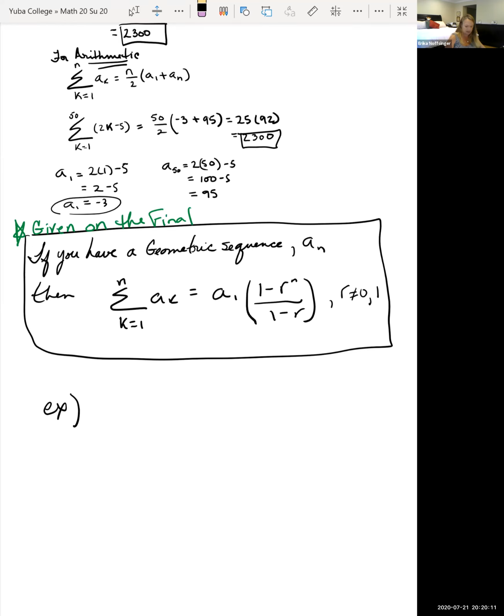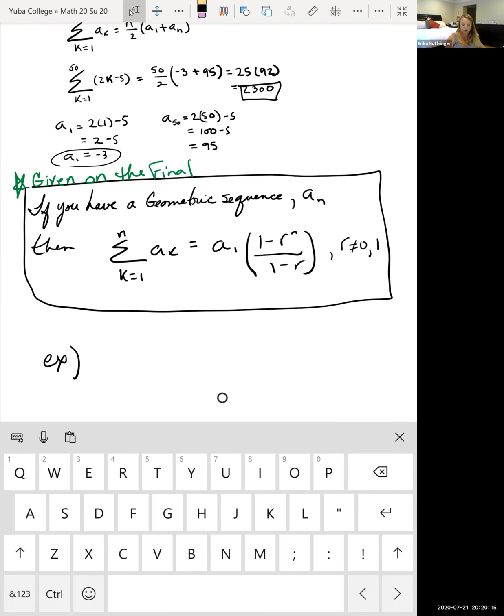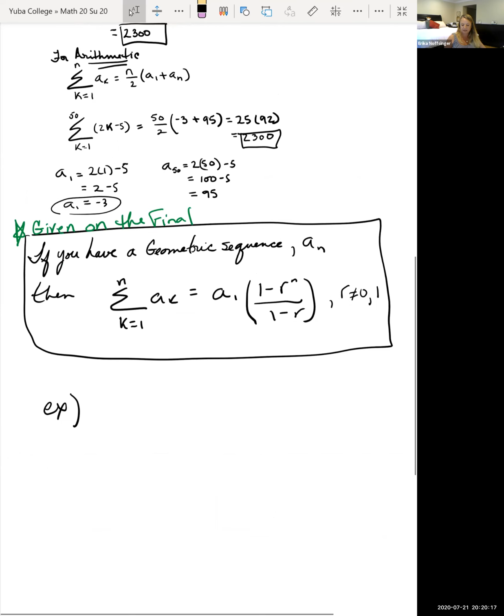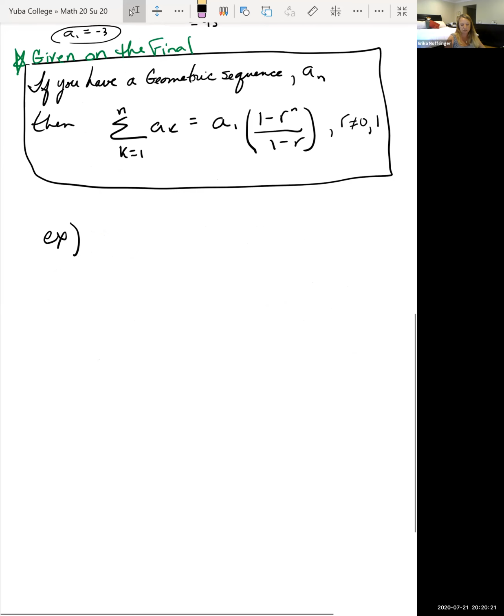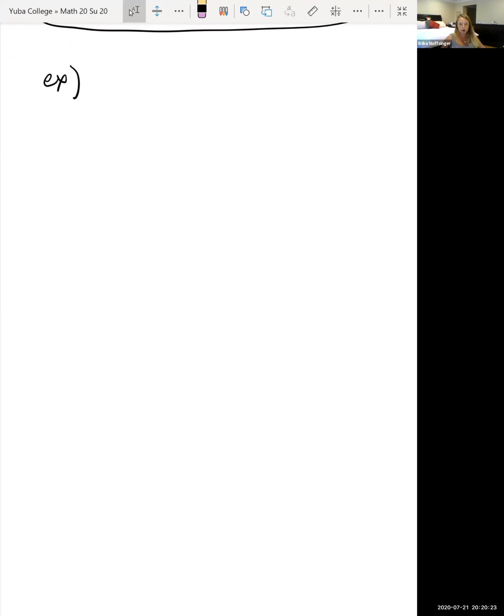Let's look at this: you're given a sequence and you want to find out if it's arithmetic, geometric, or neither. If it's arithmetic, you're going to find your common difference, d. If it's geometric, you're going to find your common ratio, r. If it's neither, then you don't have either of those. And then you want to find the first 50 terms of the sequence, if it's arithmetic or geometric. And you're given that the sequence is as follows.